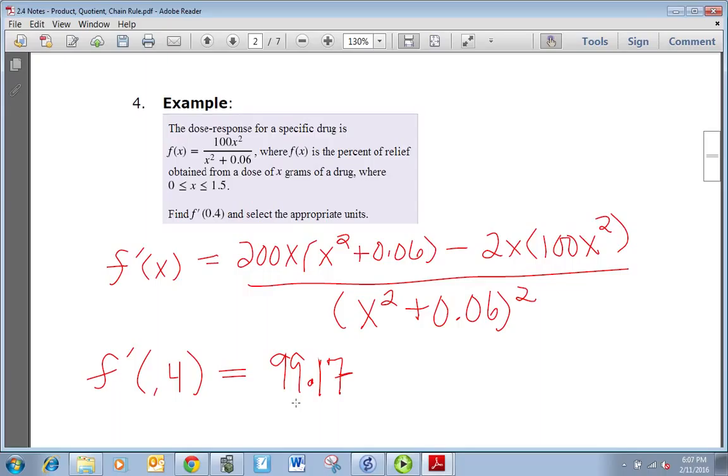It says, and select the appropriate units. So we don't have a selection, so we're just going to come up with the appropriate units ourselves. So this function is percent of relief obtained from x grams of a drug. So our units are going to be, it's rate of change, so it's going to be how much the percent relief is changing. So the dependent variable over the number of grams of the drug. So percent relief per gram.